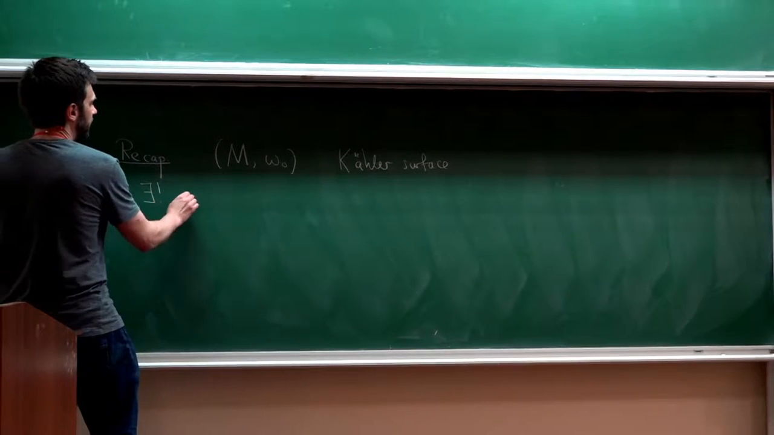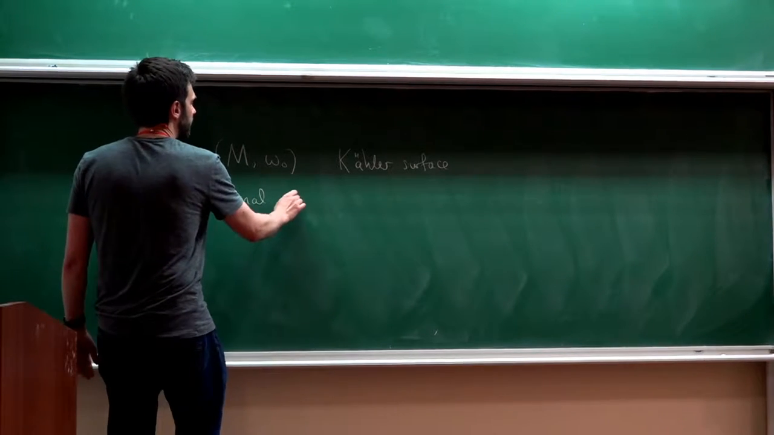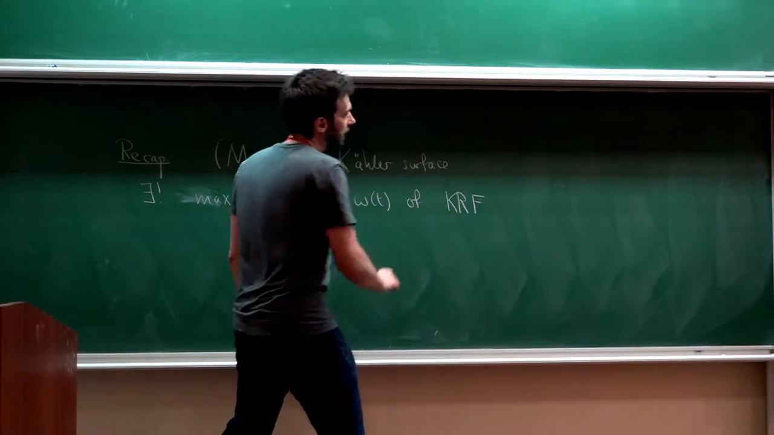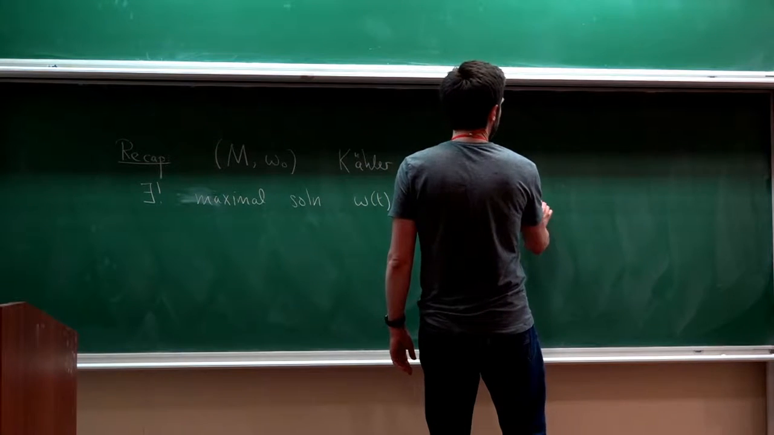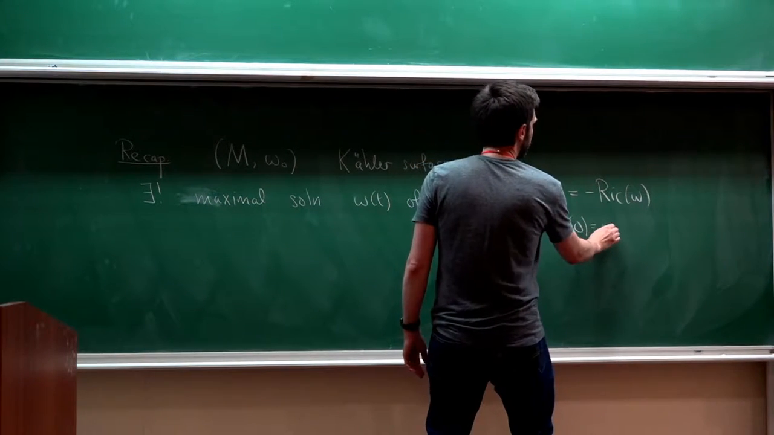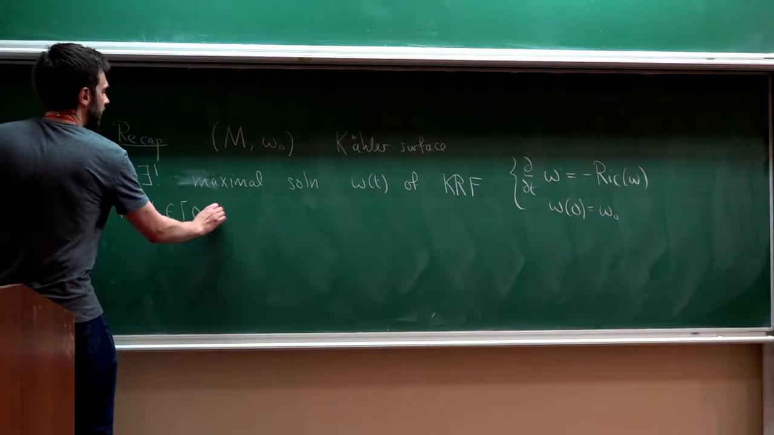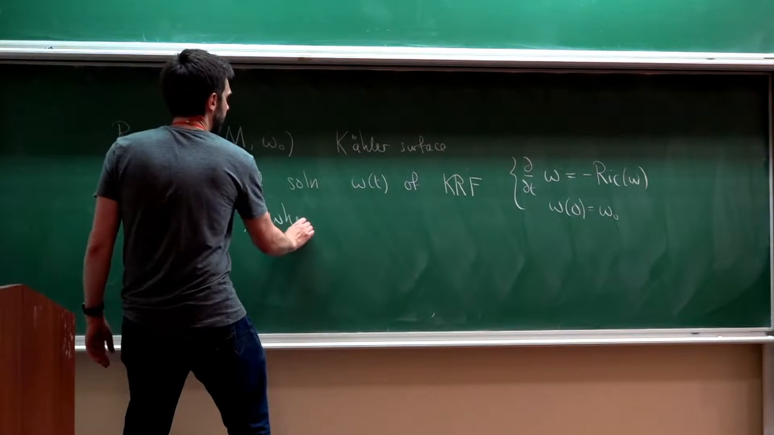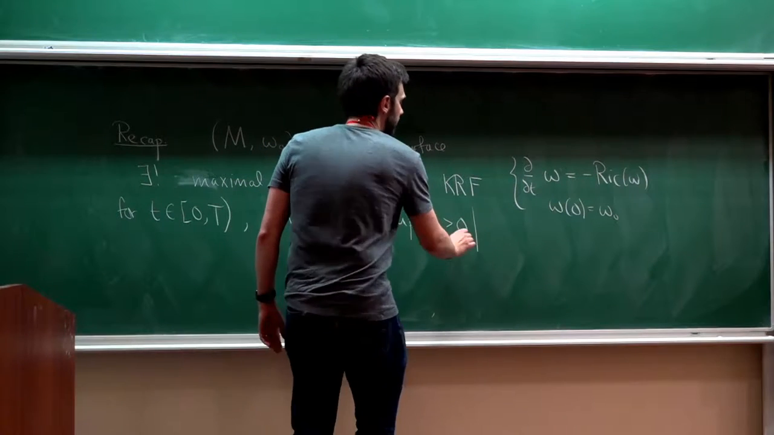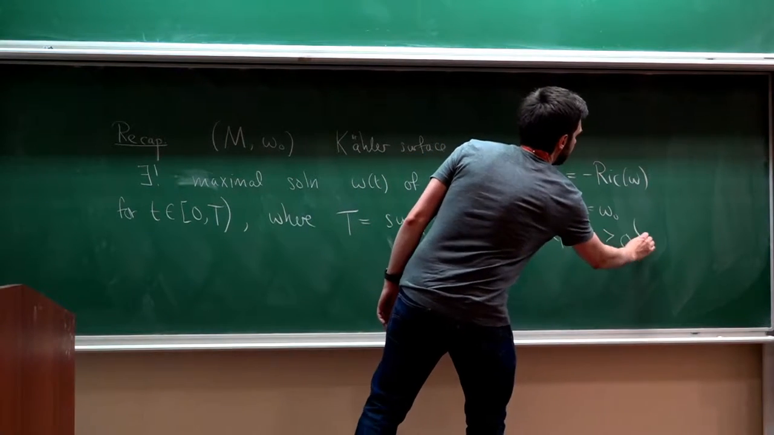Let's recall that there exists a unique maximal smooth solution, omega t, of the Kähler-Ricci flow, and the Kähler-Ricci flow was d/dt of omega is minus the Ricci of omega, where we start at omega naught, for t in 0 to capital T. And capital T was given by this formula: it's the supremum of T positive such that the cohomology class omega naught minus T times the first Chern class is a Kähler class.